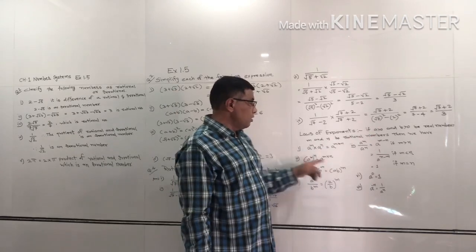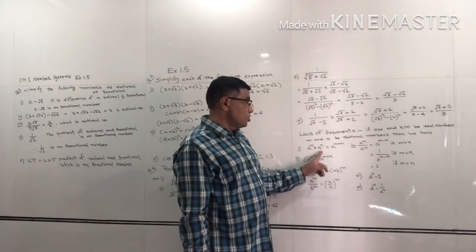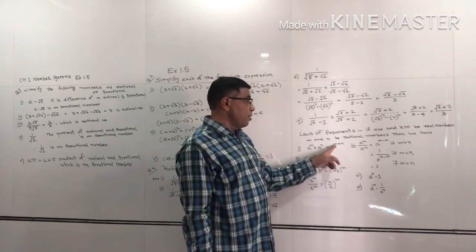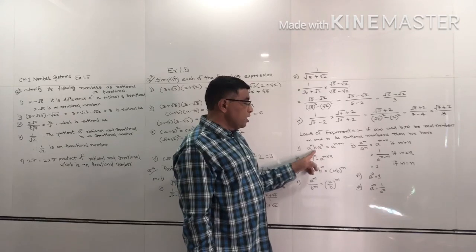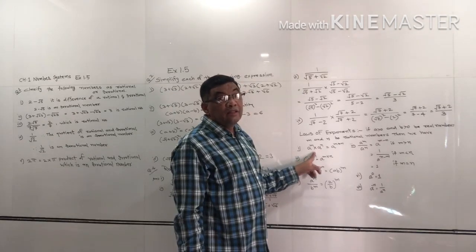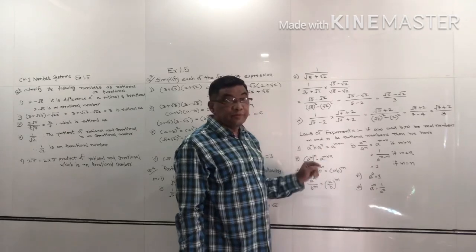Then the first rule, that is a raised to m into a raised to n is equal to a raised to m plus n. What does it mean? When the base is the same and there is a multiplication sign, then we add the powers. So a raised to m plus n.